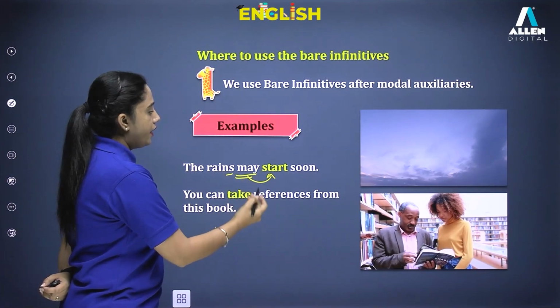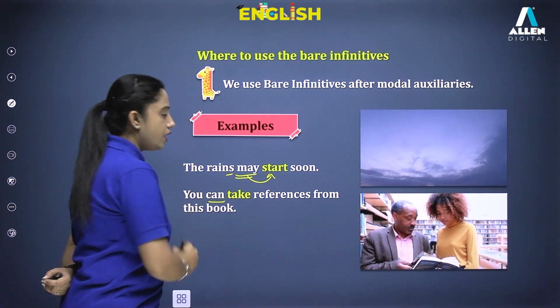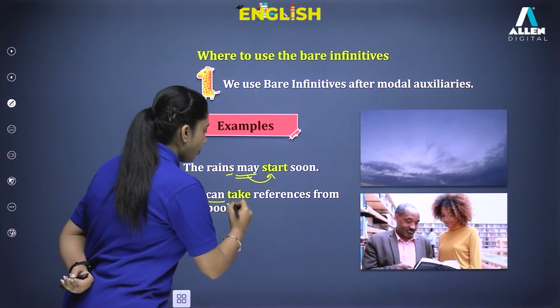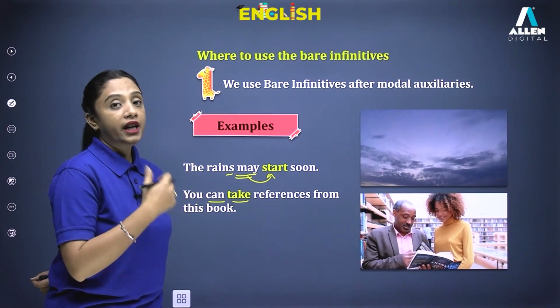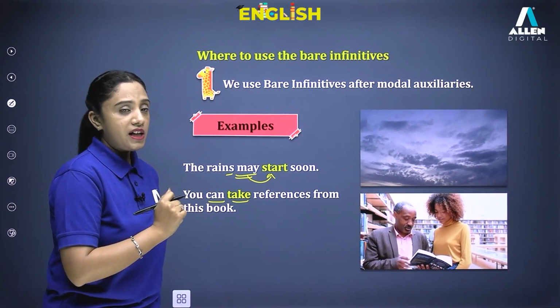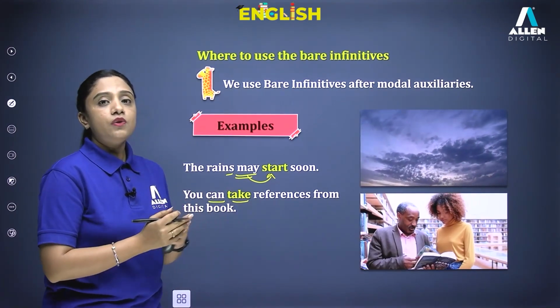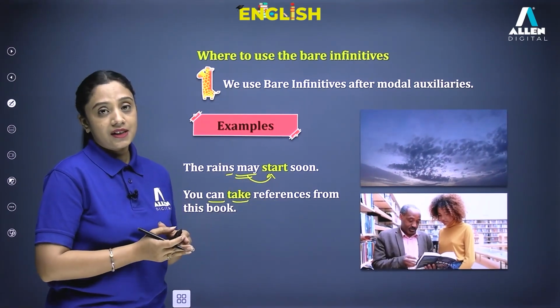You can take reference from this book. Again, here can is what? A modal auxiliary, and just after it I am using take, that is first form of the verb, again example of what? It is example of bare infinitive, right? Okay, same thing, since it is a non-finite, if you are going to change here subject or tense, it is going to remain same, right?